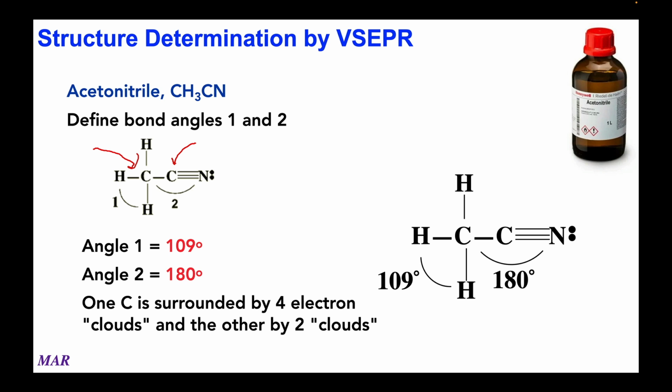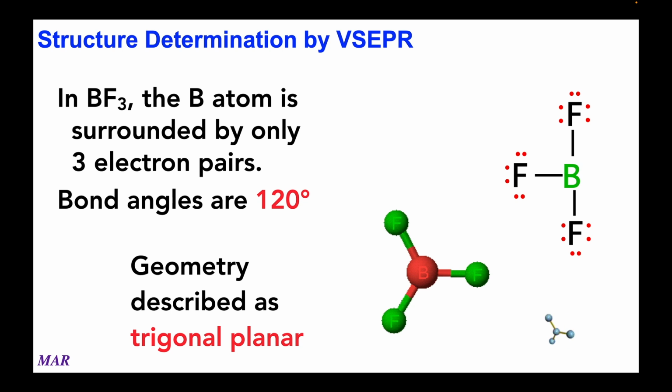So triple bonds, double bonds, single bonds, they all count as like a big bond, if you will. So that central carbon in angle 2 has a triple bond on one side, a single bond on the other. That's like 2 clouds of electrons that want to be as far apart from each other as they can, 180 degrees. Boron trifluoride, things that go under the octet, can also apply these rules just as well.